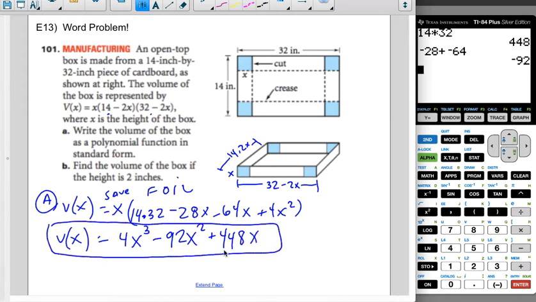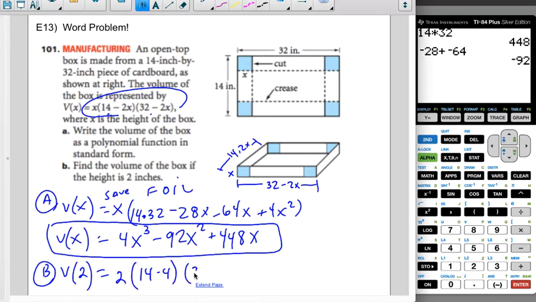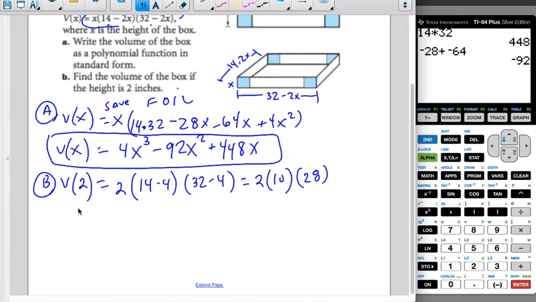You weren't asked to do anything else, just what's the standard form. And then for B, I'm asked to find the volume when the height of the box is 2 inches. Well, I'm going to suggest that you use the factored form because it's way easier, right? I'm going to suggest that you do 2 times 14 minus 4, times 32 minus 4. You're going to end up getting that this is a 2 times a 10 times a 28, so V of 2 is a 20 times a 28, which is a 560, and because it's volume, it'll be inches cubed, right?